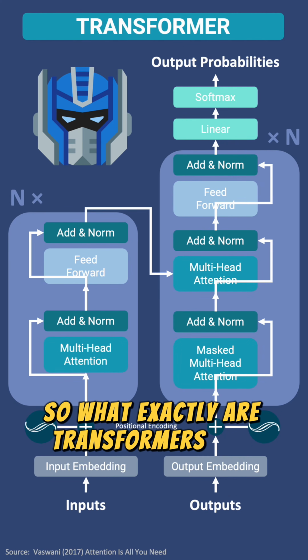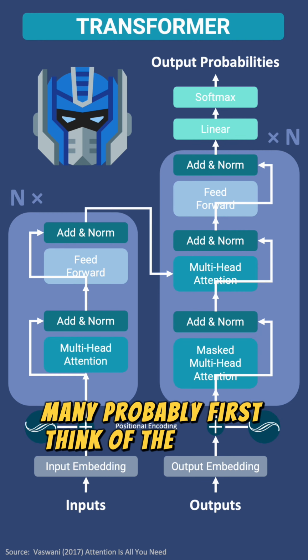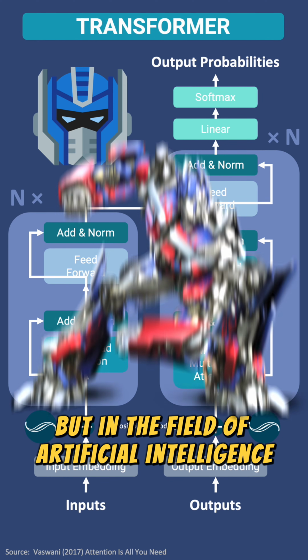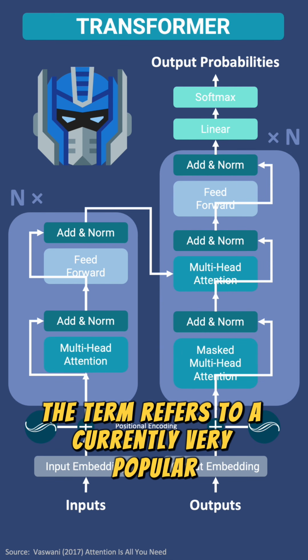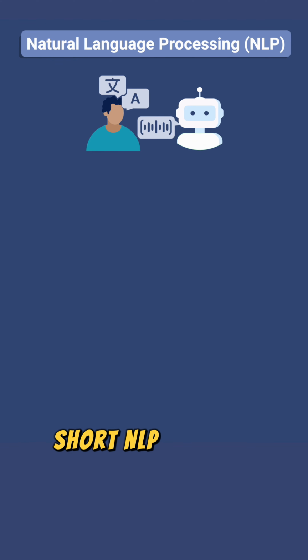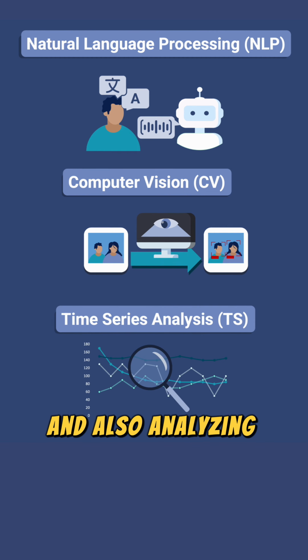So what exactly are transformers and how do they work? When people hear transformers, many probably first think of the science fiction movie series by Michael Bay. But in the field of artificial intelligence, the term refers to a currently very popular architecture for machine learning. For example, natural language processing, NLP for short, training image processing models like computer vision, and also analyzing time series data.